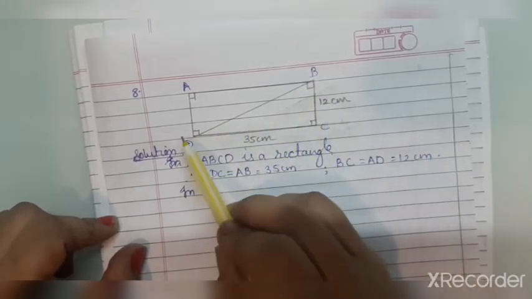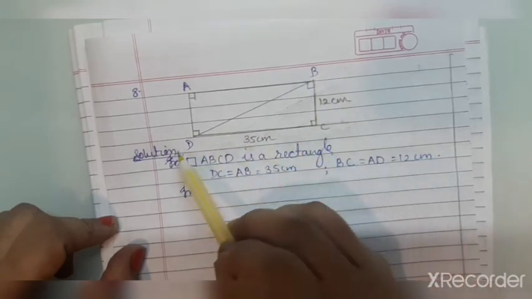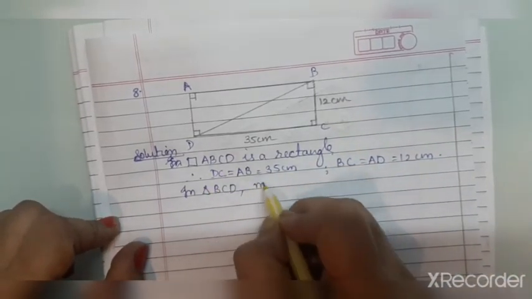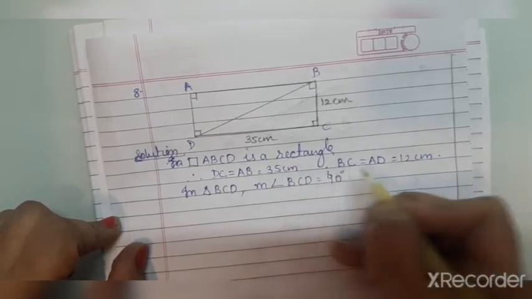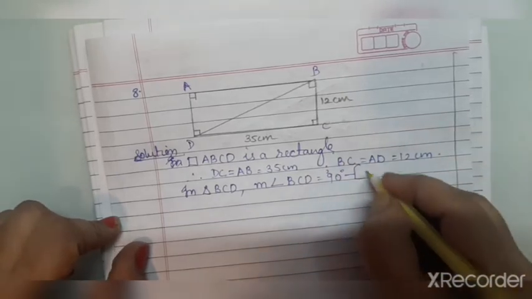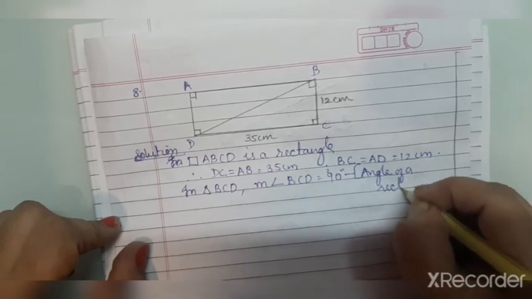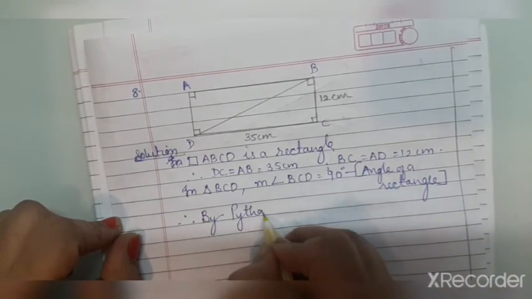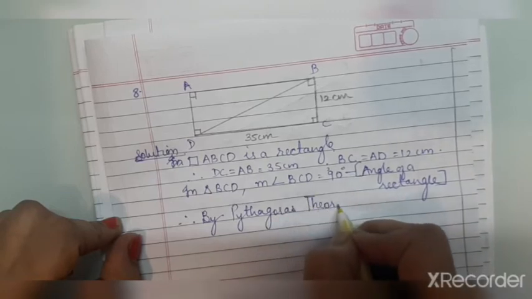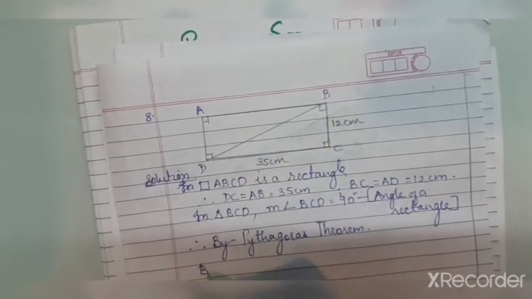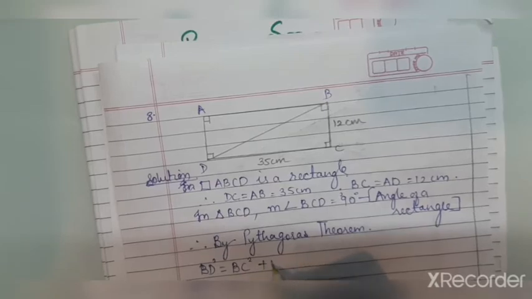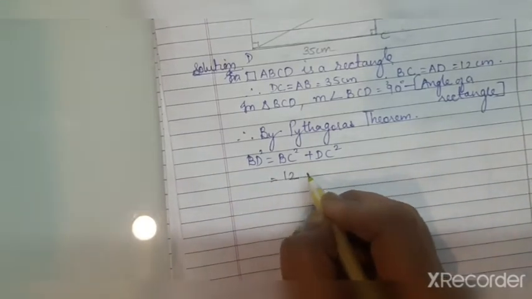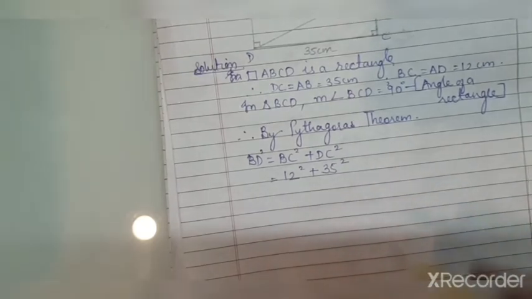Now if you see in the figure, we have got a right angle triangle. Okay, and we know the two sides of a right angle triangle, so we can find the third very easily by Pythagoras. So how are we going to write? In triangle BCD, measure angle BCD is 90 degree. Now who has told us this is 90 degree? Yes, it is an angle of a rectangle. Or you can write the property of rectangle, anything. And therefore by Pythagoras theorem, BD square is equal to BC square plus DC square. Out of this BC is 12 square and 35 square, and then you will proceed.